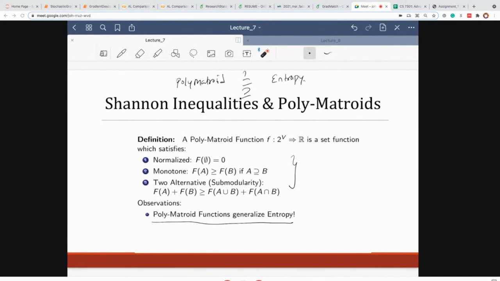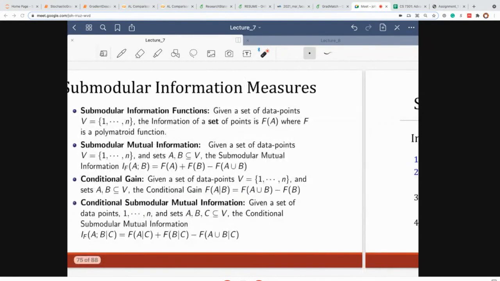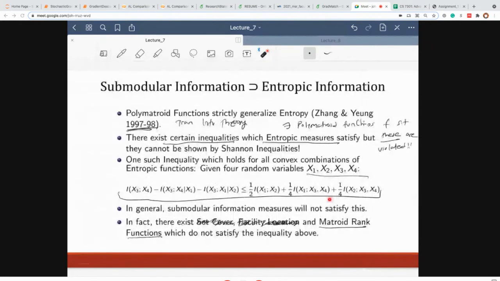The proof is actually complicated, so I'm not going to go over it right now. But you can show that there exists a submodular function which satisfies these three properties, but it doesn't satisfy this inequality.